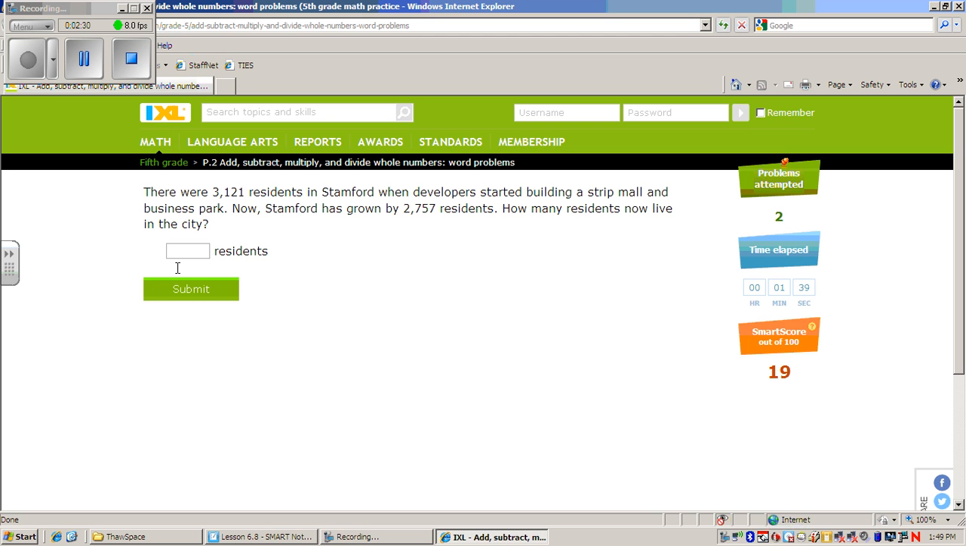So this is the last one I want you to do. I actually want you to bring this one in as part of your homework. So this will be homework piece number 1. It says there were 3,121 residents in Stamford when developers started building a strip mall and business park. Now Stamford has grown by 2,757 residents. How many residents now live in the city? Okay, again, it's asking how many residents live there. And so hopefully you know what you need to do with those two numbers.